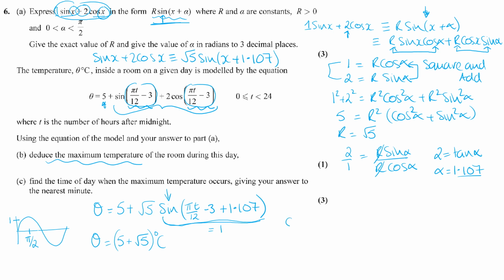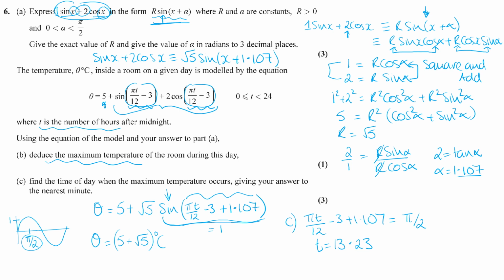Now part C, we need to find the time of day when this max occurs. Well, it's going to occur when the angle inside the bracket that we're taking the sine of is where the max happens at pi by 2. So we just need to let pi times t over 12 minus 3 plus 1.107 equal pi by 2. Now if you solve that, put the 1.107 to the other side as a minus, add 3 on, times by 12, divide by pi, t comes out to be 13.23.